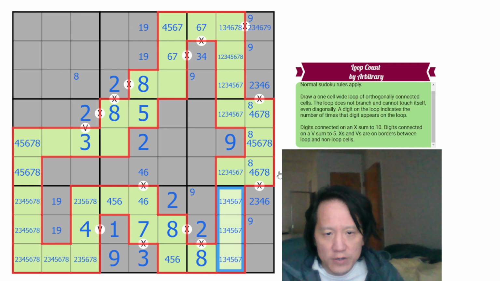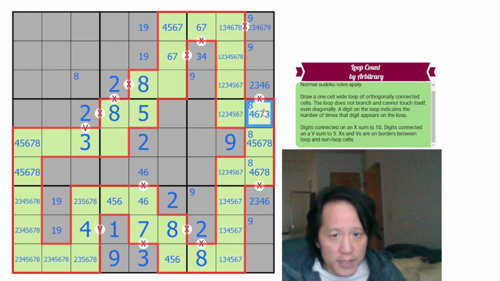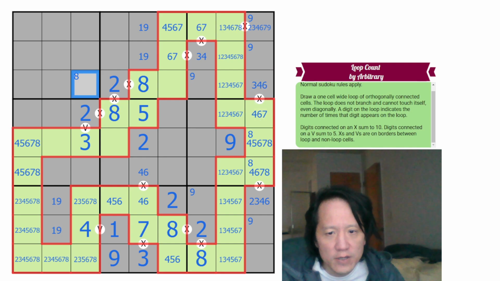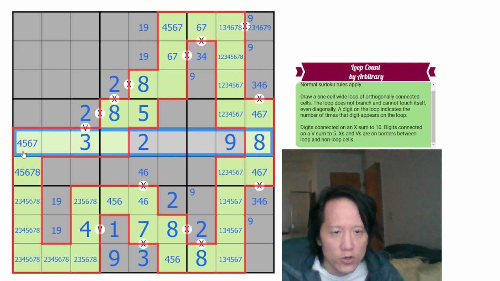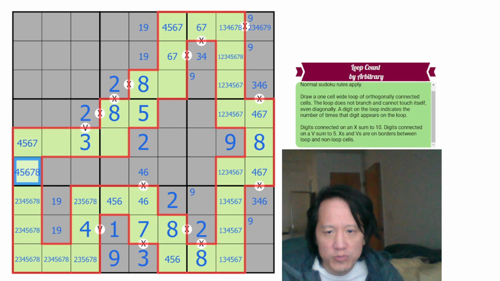No 2 and 8 here. This can't be 8, so this can't be 2. No 8 here. This can't be 2, so this can't be 8. Therefore, this must be the 8. So this can't be 8. Where is the 8 in box 4? It has to be on the loop, so this is 8. So this can no longer be 8.